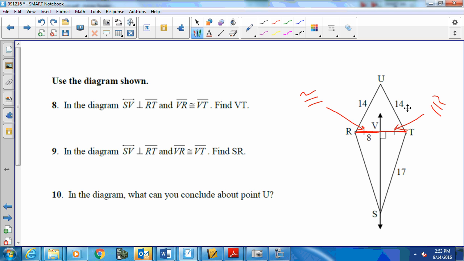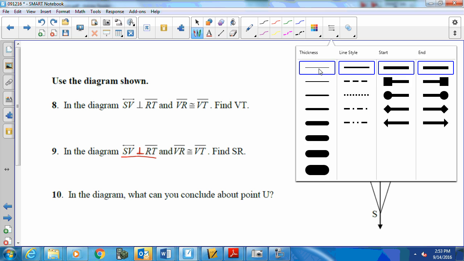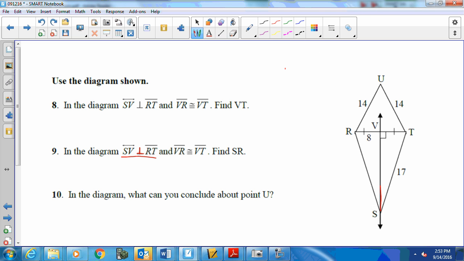Let's do number 9. SV, it says, is perpendicular. Remember, this means perpendicular to RT. So let me erase this now. All right, so we have SV, which is here, is perpendicular to RT. All right, so we have a right angle here, which means we must also have a right angle there. Let's see, VR is congruent to VT. We just talked about that. So that means that this is 8, if the other one's 8. And to find SR. So we want to find the length of this one.